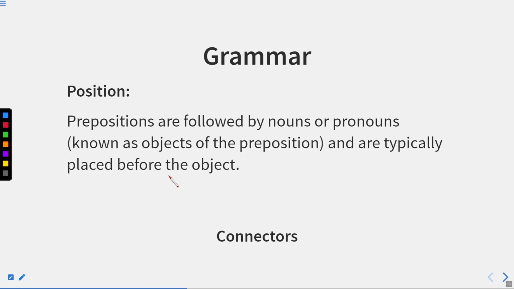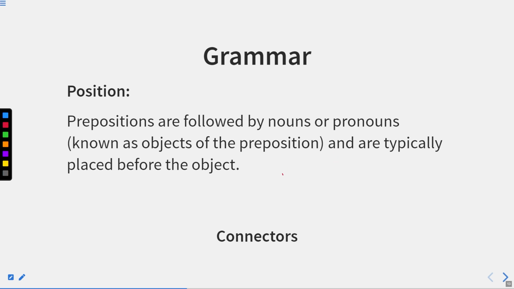Now, again, as I told you before as well, position literally matters in case of difference between conjunction and preposition. Prepositions are followed by nouns or pronouns known as objects of the preposition and are typically placed before the object. It means whenever we are showing the position of some noun or pronoun in the sentence, whenever there is a position which we are indicating, prepositions are used just before them. That is why they are known as prepositions.